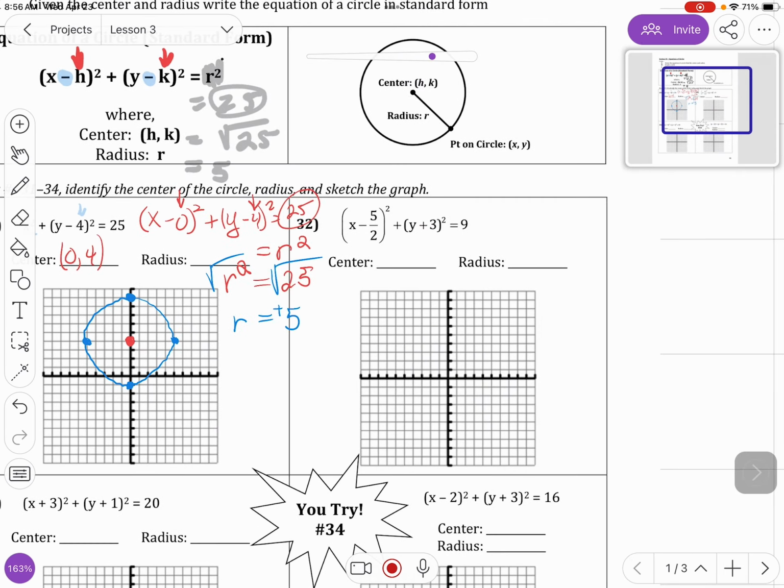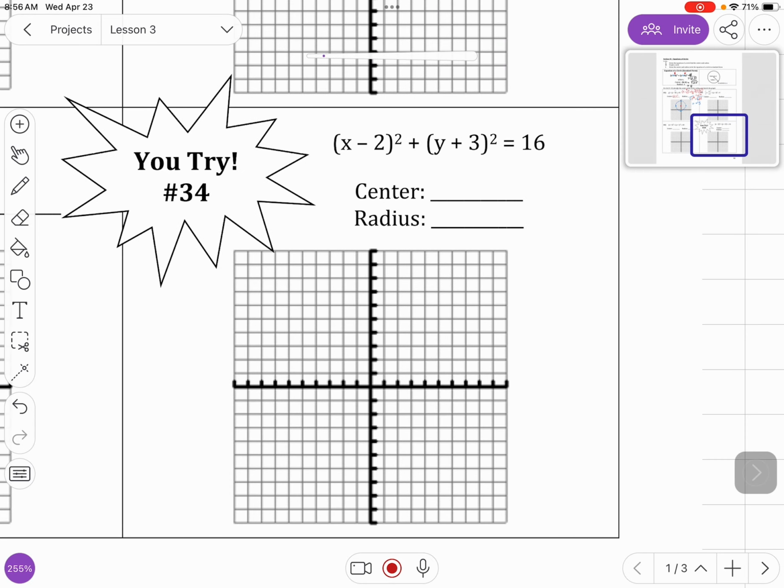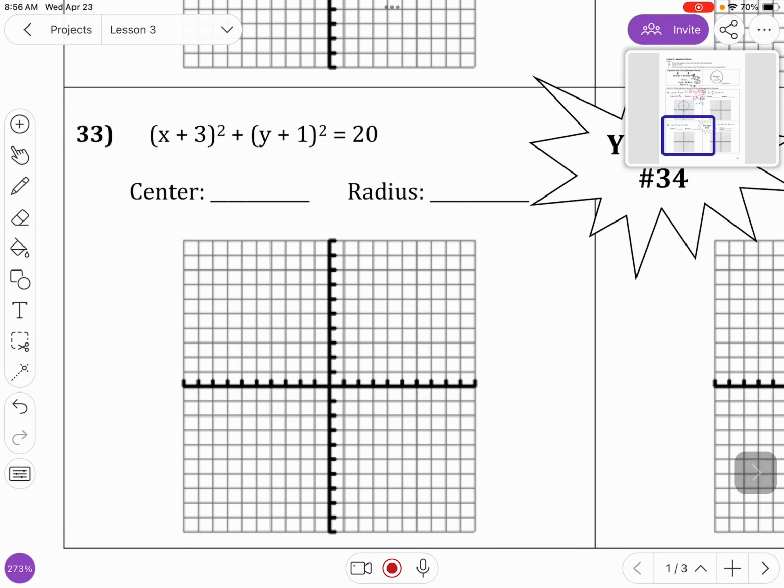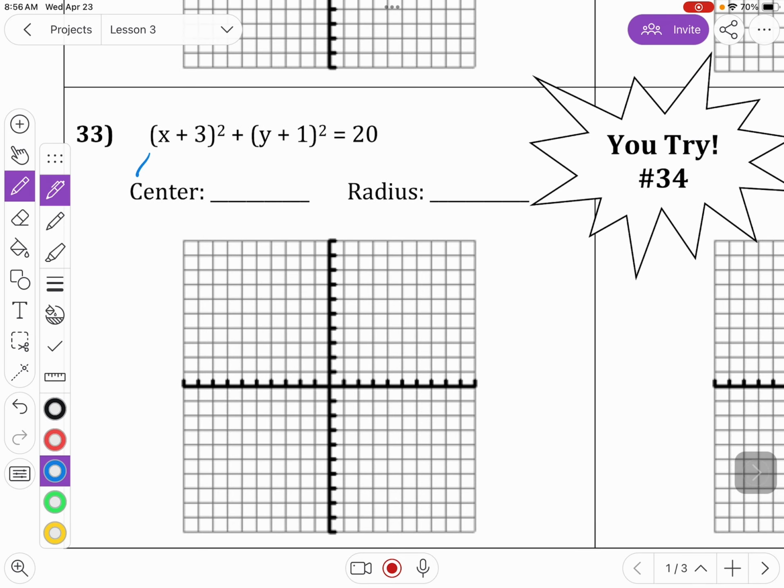So let's do it just one more time. Let's look at this one, the HK value for number 33. This number is actually x minus a negative 3 squared, and this number is actually y minus a negative 1 squared. And if they say 20 here, that means that the radius squared is equal to 20. That means I have to square root this value to get at r. So r is actually the square root of 20.